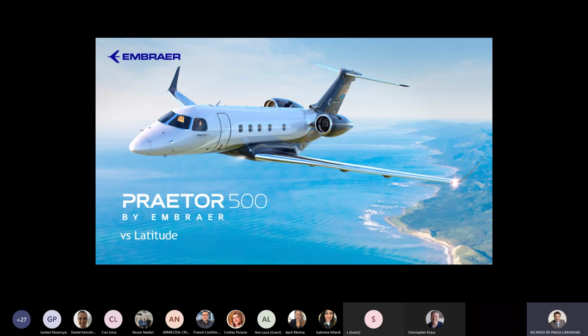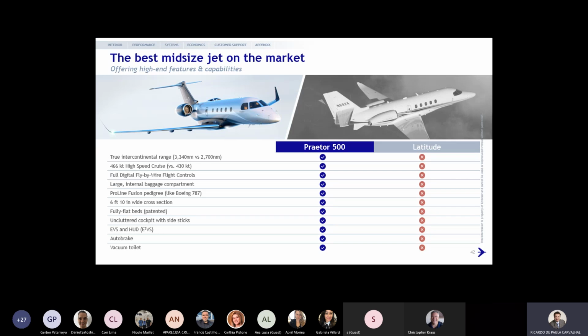My last slides are about the competition. In this segment, which you call the mid-size segment, the main competitor is the Citation Latitude. This is a very interesting and not obvious competition for customers, because the Praetor 600 is better than the Latitude in every single thing. Our range is 3,300 nautical miles. Remember, corner to corner, the Latitude has 600 nautical miles less, which is 25% less, and delivers a range of 2,700.